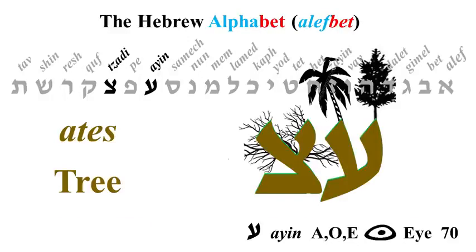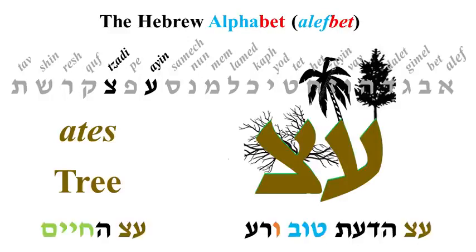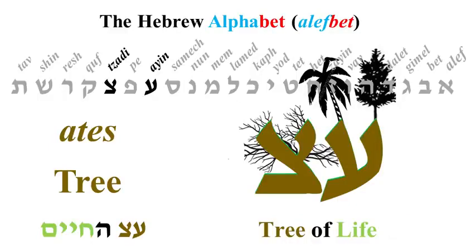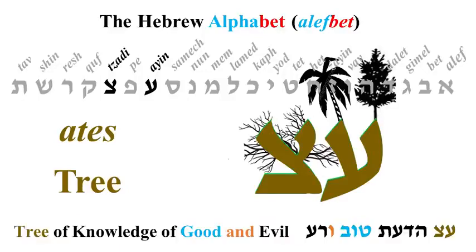There was the eitz hachaim. That's the tree of life. This is the one they put the cherubim with flaming swords to guard against. And there was the one from which they weren't allowed to eat. And that is the eitz hadat tov vara.